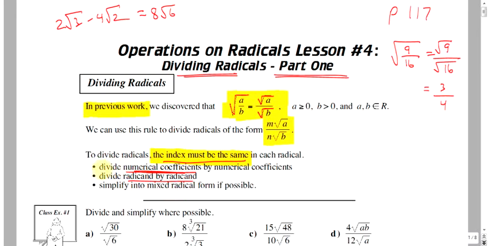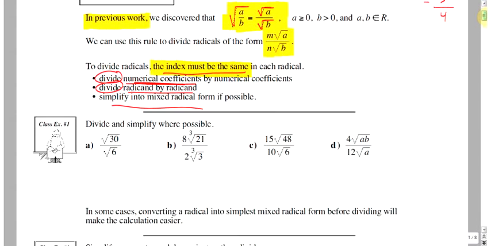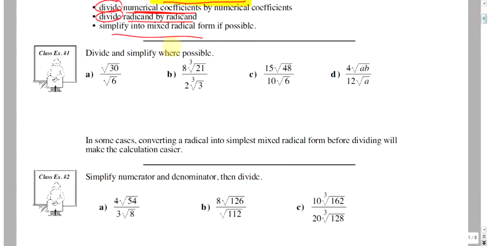Now it's not multiplying, it's divide, but it's the same rules. If we can simplify it, we simplify it. Is there a perfect square in root 6? No, there's not. So just a couple of examples, guys. Divide and simplify if we can. Do you know the square root of 30? I don't. No square root of 6? No. What do I want to do?